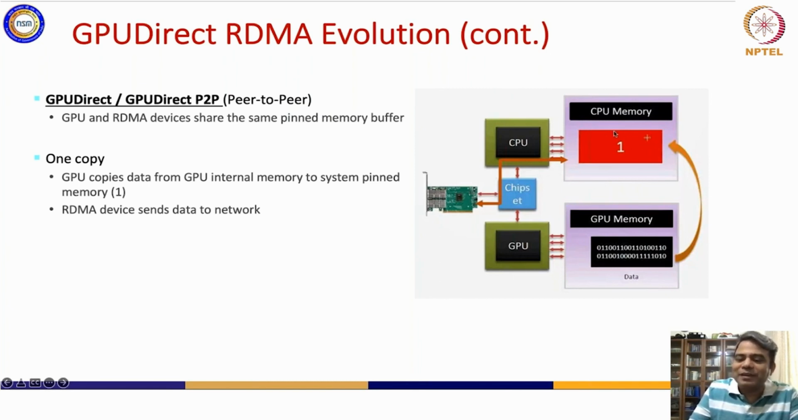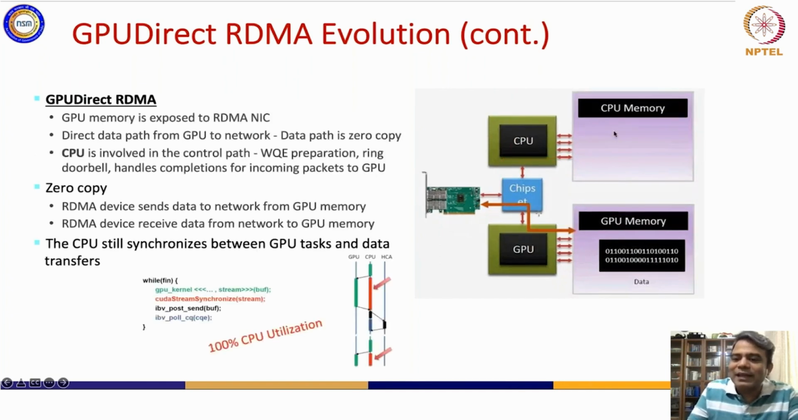We went one step further and said, if I have to exchange data from one GPU's memory to the other GPU's memory, why should I even copy it into the CPU memory? Why can't I have my network card directly access the GPU memory, and therefore save all the cycles of sending data from GPU memory to CPU memory? And this was also done.